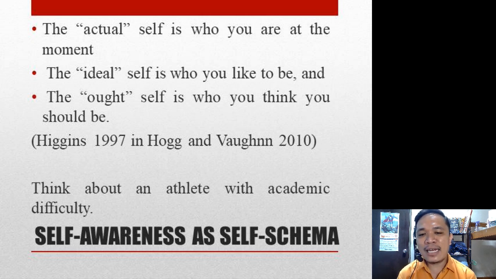Okay, and think about an athlete with academic difficulty. So this is actually our self-awareness as a self-schema, how we organize it based on the actual self, the ideal, and ought. There are many athletes who could not even manage well their studies if they do not have proper management of their time. I know that it's not easy to become an athlete at the same time as a student because you really have to give effort to cope with your missed quizzes, right? So you tend to organize, so long as this will help you to pass the subject.